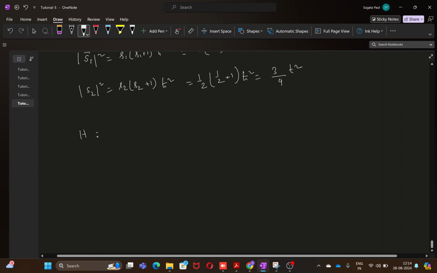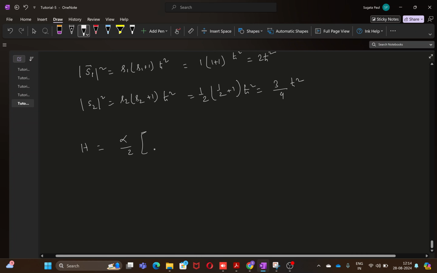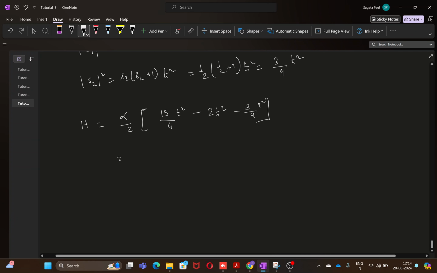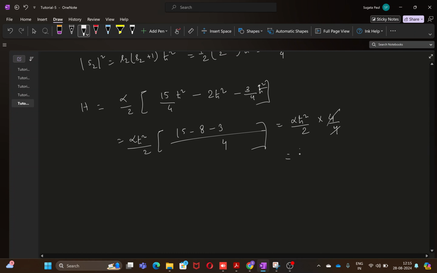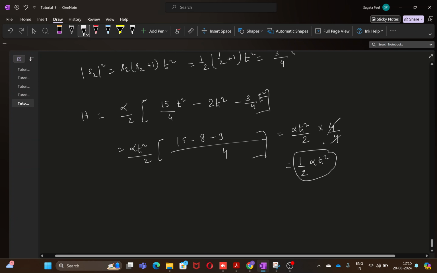So the total value will be H equal to alpha by 2 times S square minus S1 square minus S2 square. So this is alpha by 2 times: S square is 15 by 4 h cut square, minus S1 mod square which is 2 h cut square, minus S2 mod square which is 3 by 4 h cut square. So you take out h cut square. This is 15 minus 8 minus 3, which is 4. So this is alpha h cut square by 2 times 4 by 4. So this is half alpha h cut square. So the answer is half alpha h cut square.